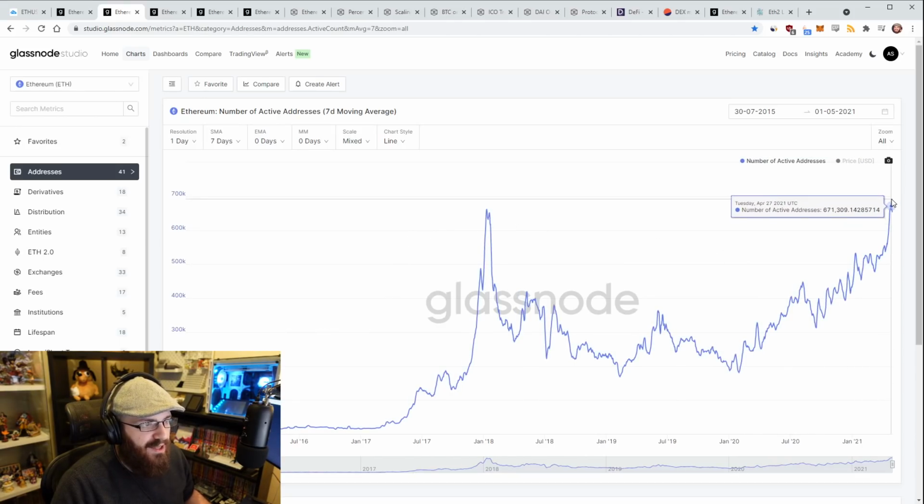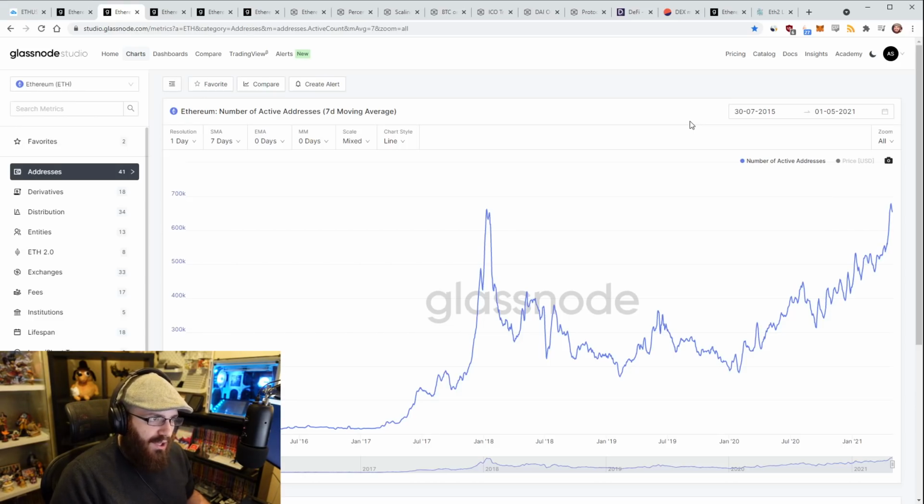And it's funny because I'll talk about this when I talk about the gas prices on Ethereum. You look at this and you're like, okay, well, gas prices are down, but the number of active Ethereum addresses are up. So the network activity is still up there and is at all-time high. So why are gas prices down?